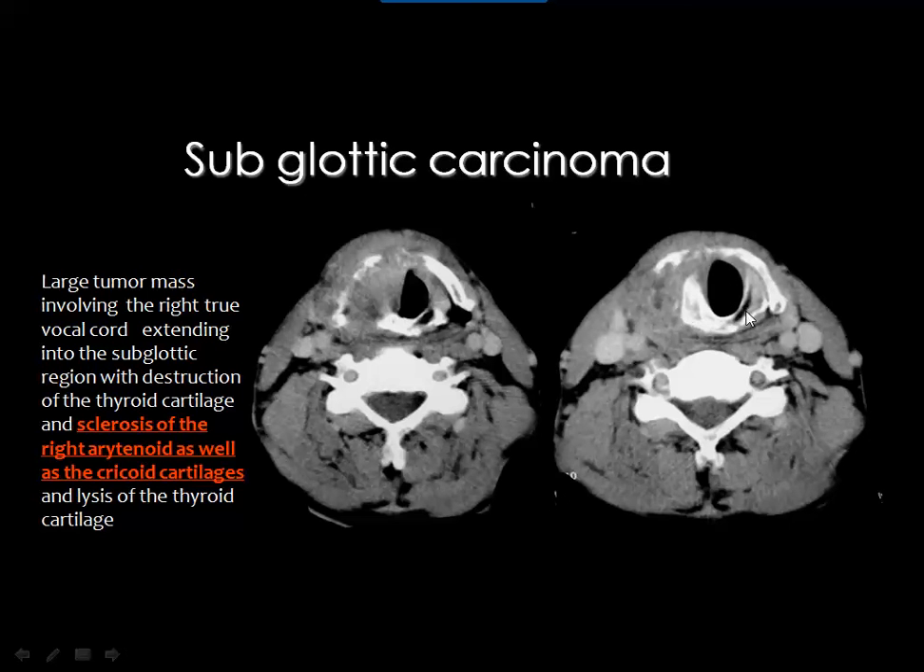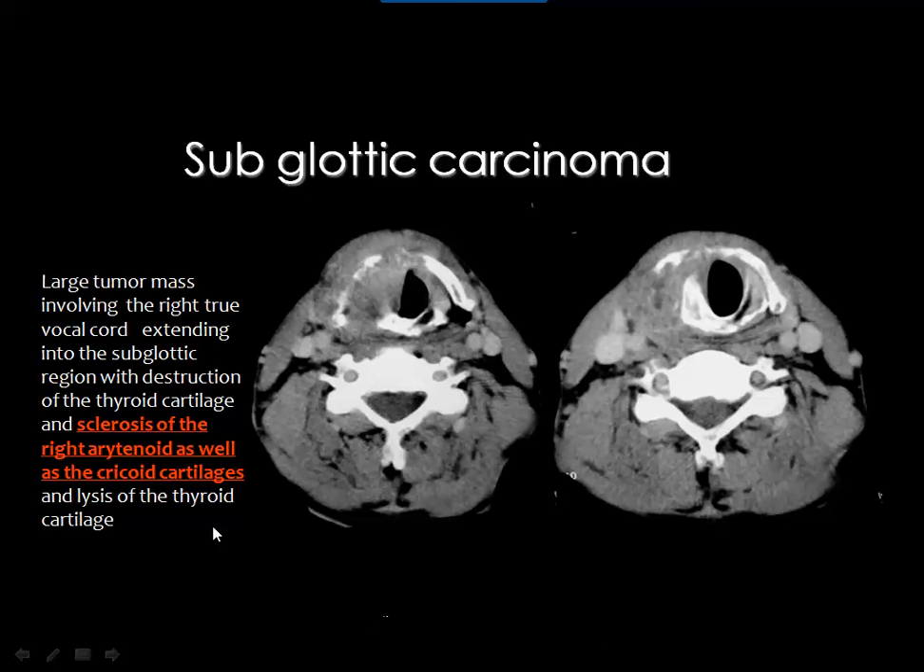This is the cricoid cartilage. You can see the right side of the cartilage is sclerosed, and you see a mass outside the confinement of the cartilage. The superior section will show a mass in the region of the true vocal cord, and this mass has destroyed the thyroid cartilage with extension outside the confinement of the cartilage.